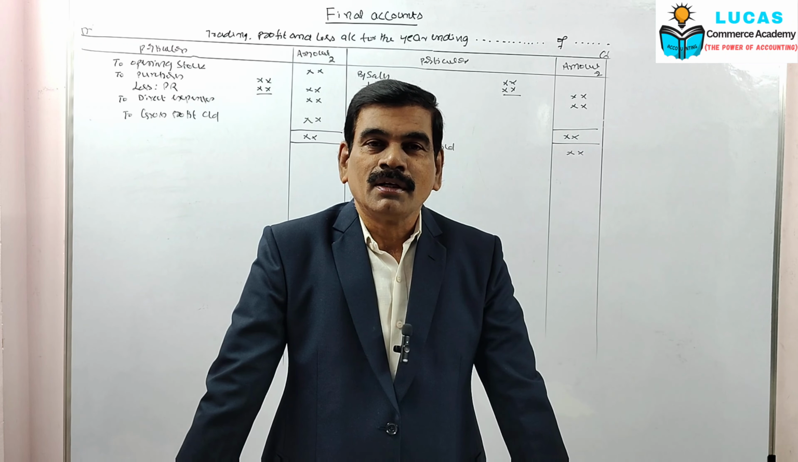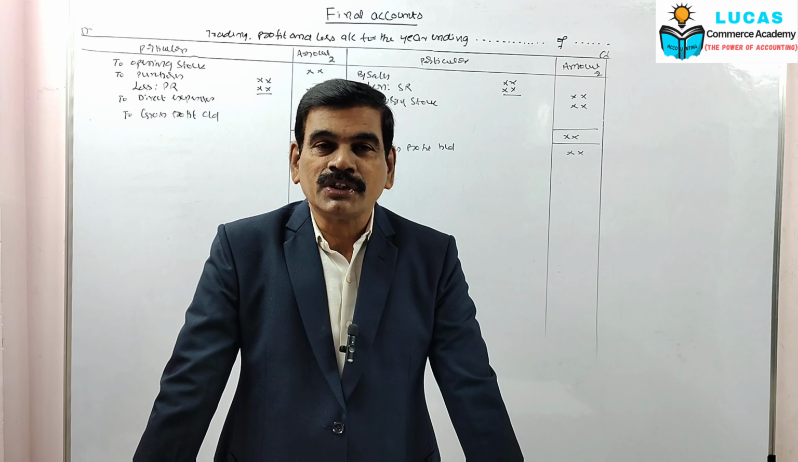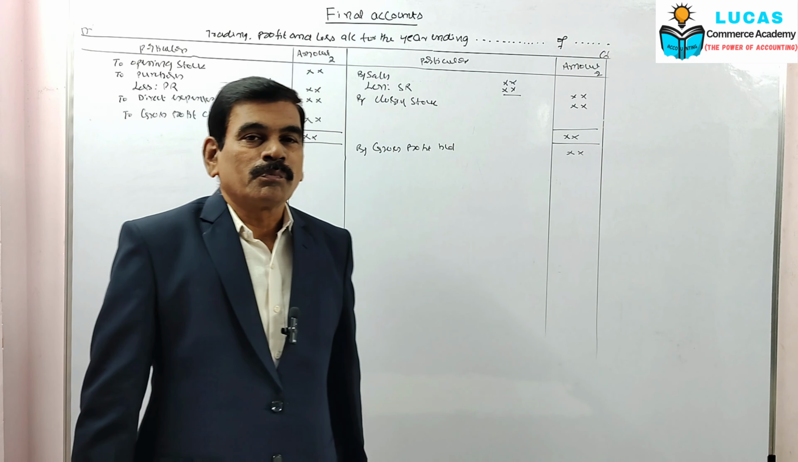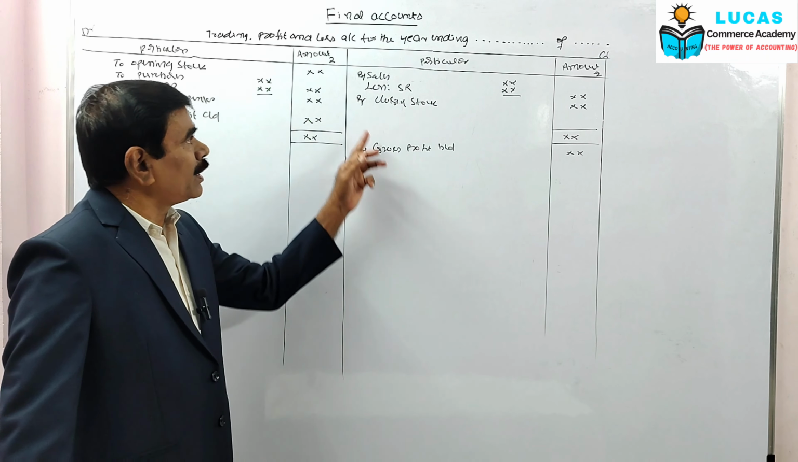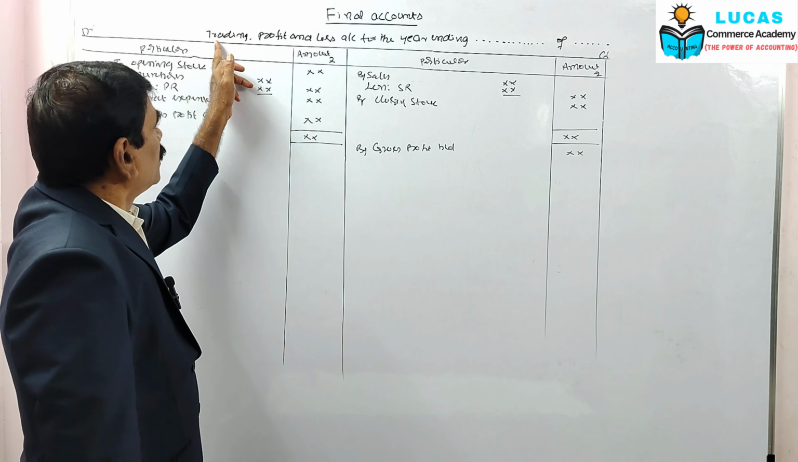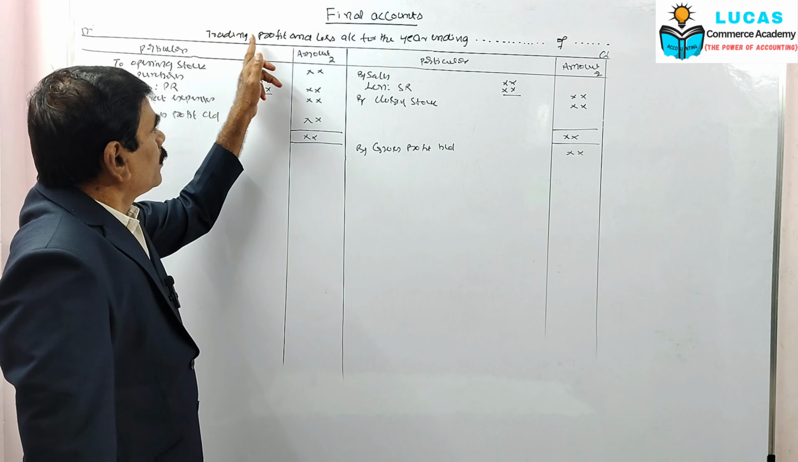In the previous video, we discussed the introduction to final accounts and how to prepare the trading account. The balance of the trading account indicates the gross profit or gross loss, which is to be transferred to the profit and loss account. So the profit and loss account is a continuation of the trading account. The title is: Trading Profit and Loss Account for the year ending ---- of ----.